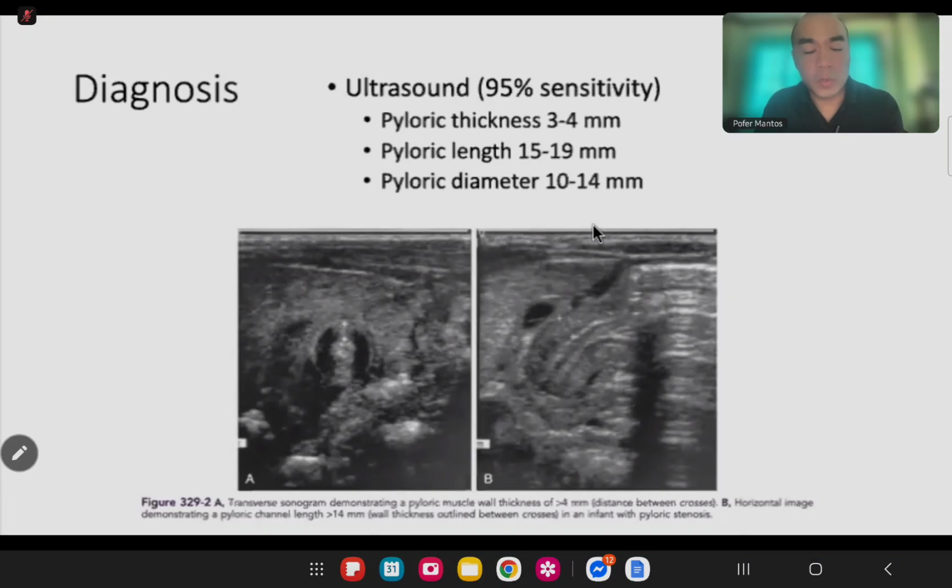Anyway, to confirm the diagnosis of pyloric stenosis, you can do the ultrasound, which has around 95% sensitivity. These are the criteria for pyloric stenosis: the thickness, the length, and the diameter. Here in the transverse sonogram, the thickness of the pylorus is demonstrated, and in the horizontal view, its length.